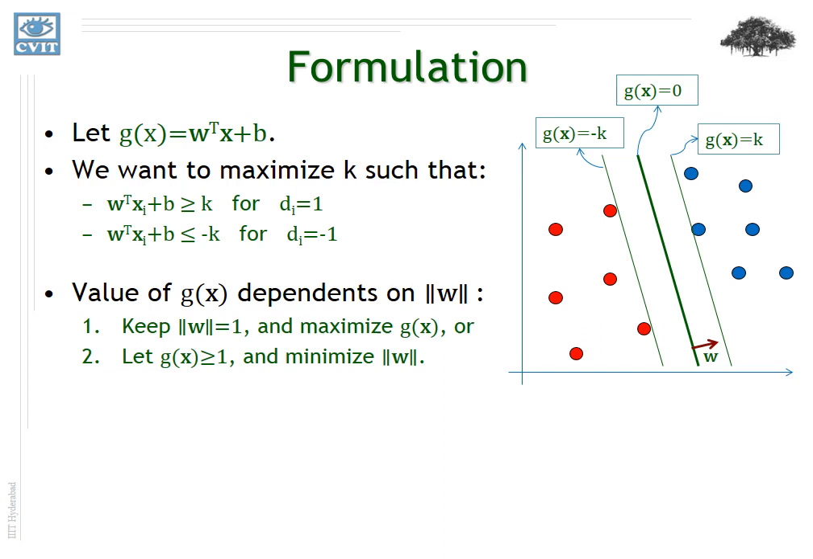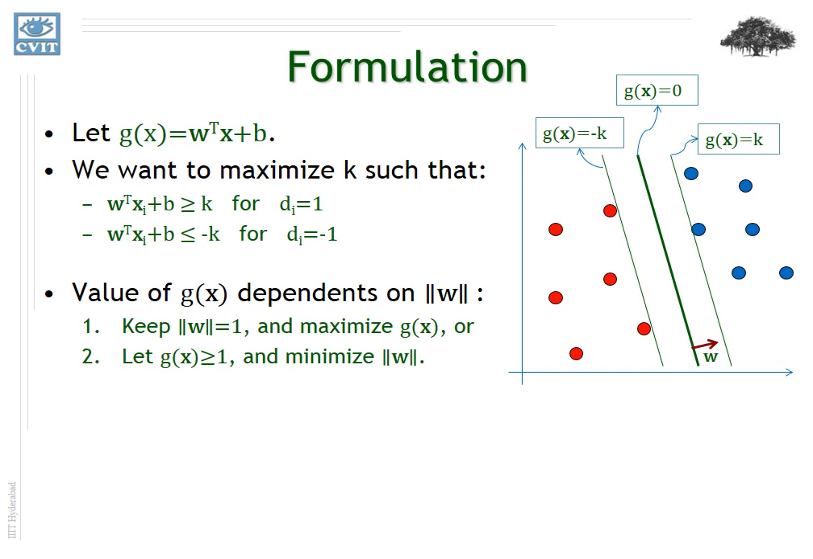Now, as we noted before, the value of g of x will depend on the scale of w. And to control the scale, there are two ways in which we can do this. In the first case, we can keep the norm of w equal to 1 and then try to maximize the margin, in this case maximize g of x, such that we will get maximum margin. Or we can let g of x be greater than or equal to 1 and then try to minimize mod w. Both are valid ways of doing the same thing.